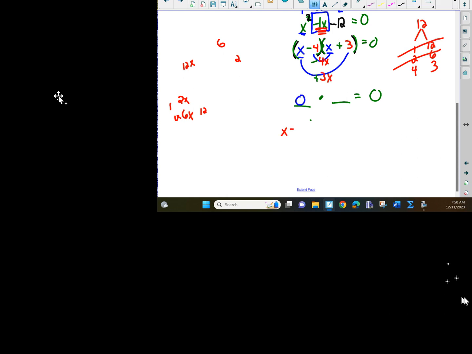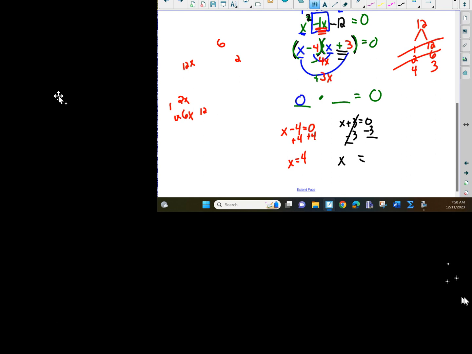So what we're going to do is say, what happens if we set this x minus 4 equal to 0? Well, the solution for that one is going to be x equals 4. On the other hand, we could come over here and set our x plus 3 equal to 0. And you are going to come up with two different solutions.